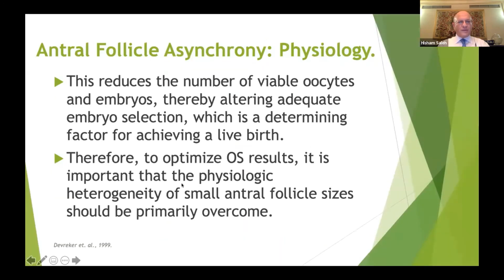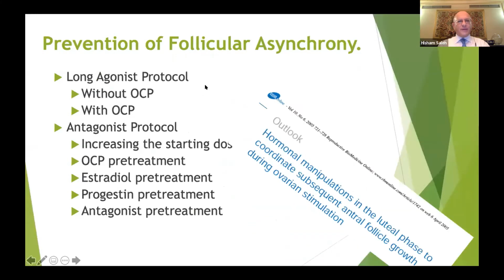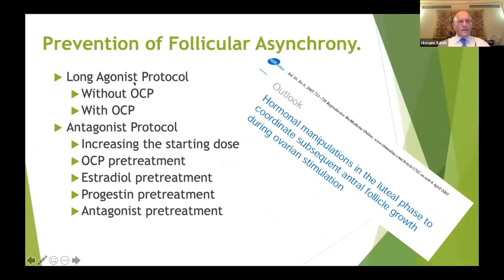it is important that the physiologic heterogeneity of small antral follicle sizes should be primarily overcome. And this is the importance of overcoming and preventing follicular asynchrony. How can we prevent follicular asynchrony? We can use either the long protocol or the antagonist protocol.